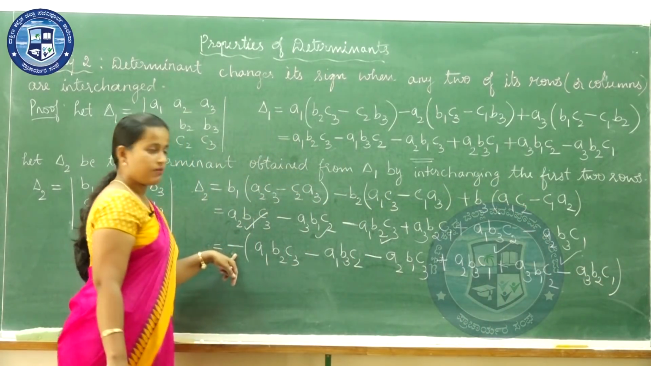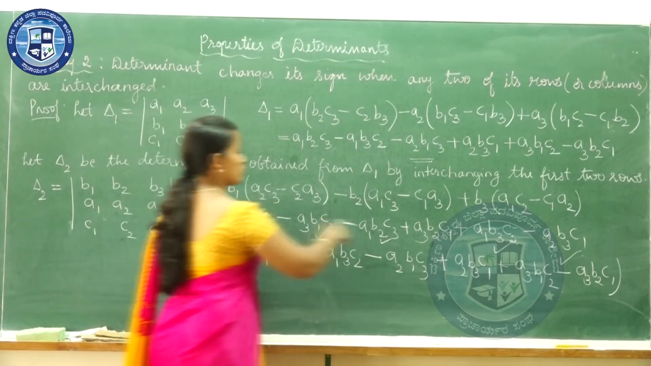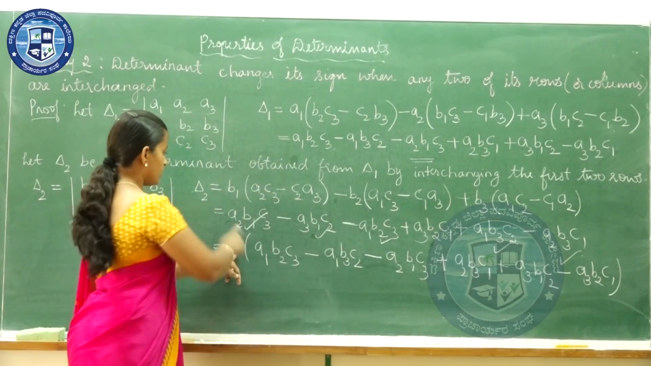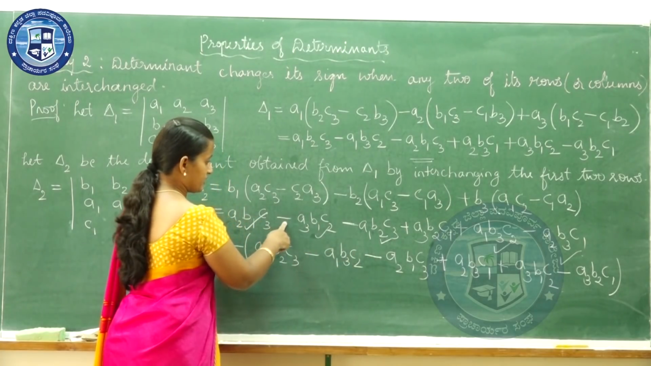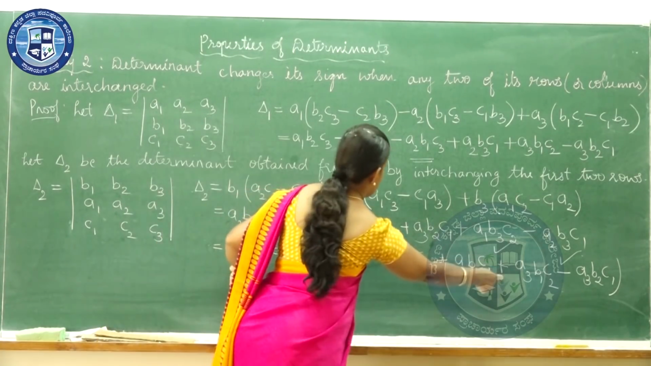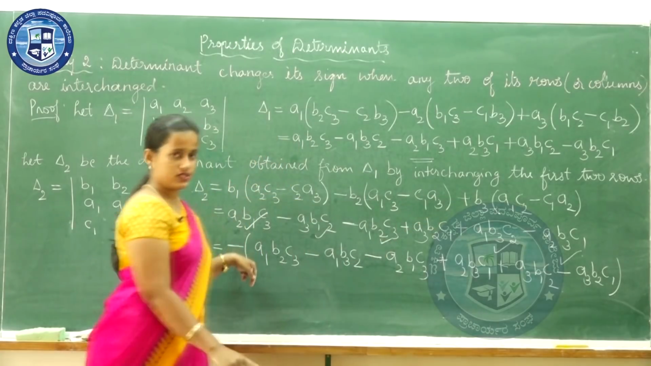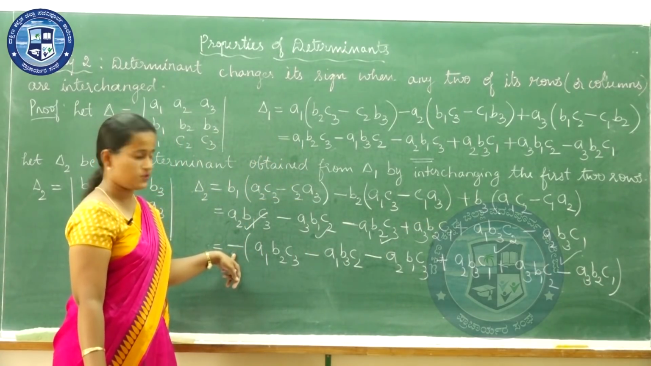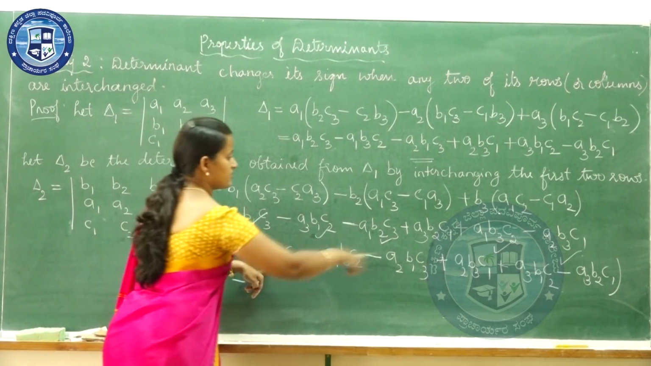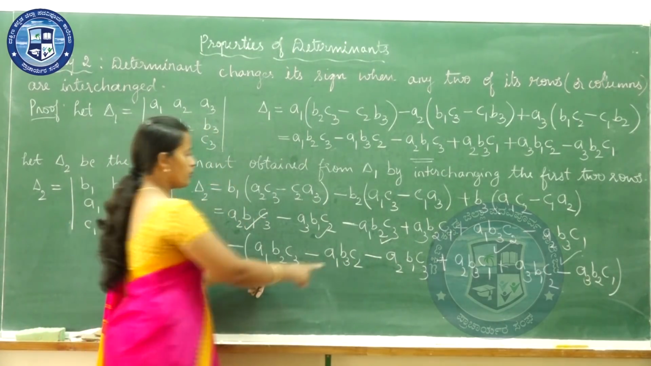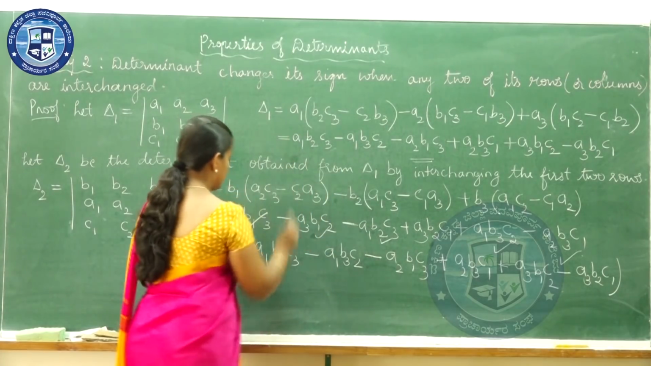So if you take out the minus sign, the signs of all these terms will change. This was plus, it has become minus. This was minus, it has become plus. Similarly for all the terms, because you have taken out the minus 1 here. Now if you observe, what is this? Whatever is inside the bracket is nothing but delta 1.